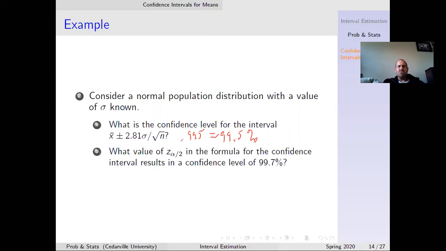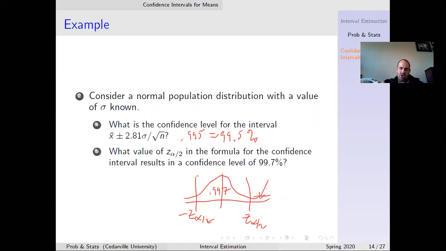What value of Z alpha over 2 in the formula for the confidence interval results in a confidence level of 99.7%? Okay, so once again, what are we looking for? 99.7%. So here's Z alpha over 2. Now, I also have to go down here, minus Z alpha over 2. What I'm saying here is that it's 0.997 in the middle, which means what's going on here?